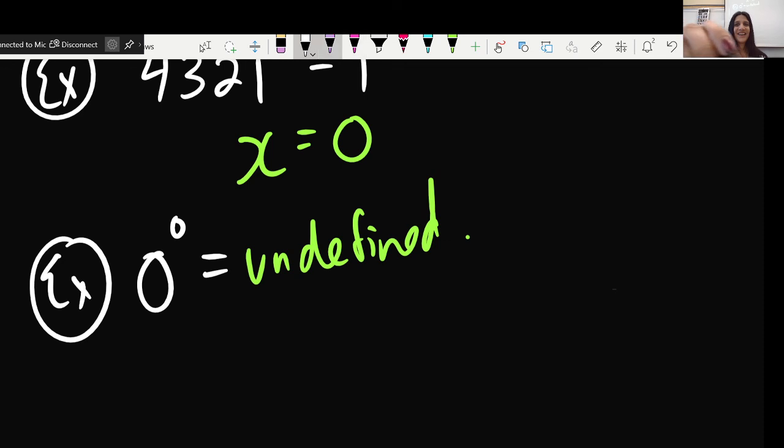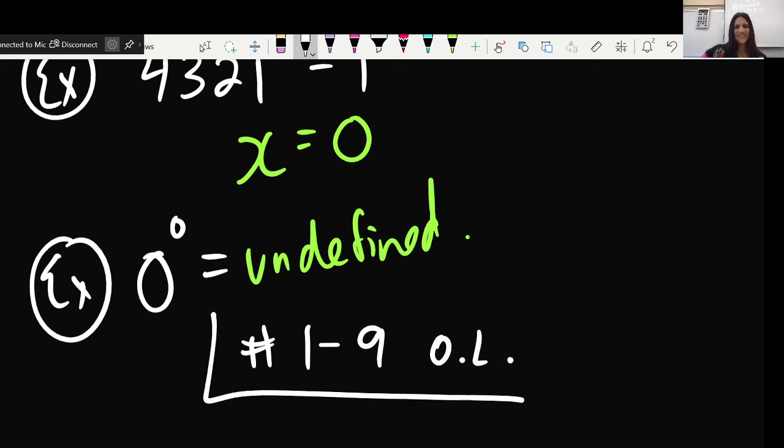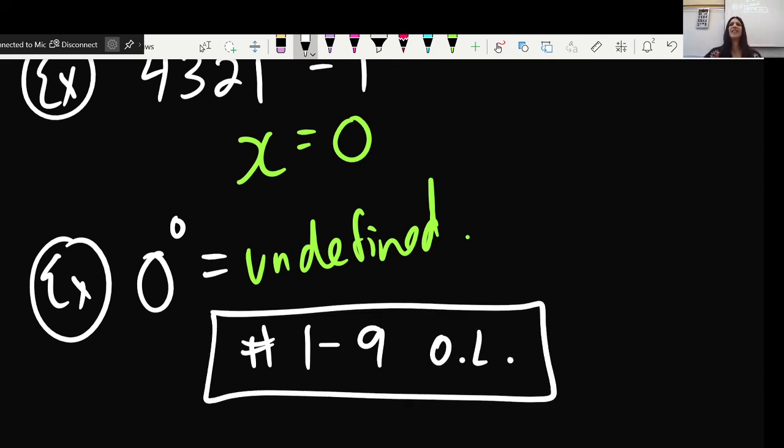Good? Okay, so here's what I want you to work on. You're going to do numbers 1 to 9. Everybody know what I mean by this now? This OL? Odd letters means like A, C, E, G. So you do the first one and then you skip so that you're only doing half of them for each question. Does that make sense?